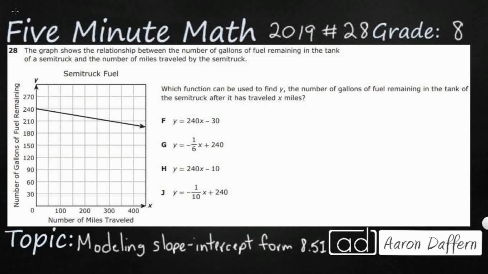So we have a graph here that shows a relationship between the number of gallons of fuel remaining in the tank and the number of miles traveled by a truck. We need to find a function that shows that. You see all of these have the same format: y equals a number and then an x. So we're going to call that mx, and that m is going to be our slope. Then we've got some pluses and some minuses, but that's our y-intercept, so that's going to be our plus b. It's that format, the slope-intercept form.